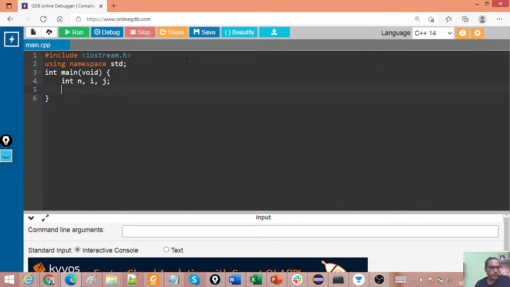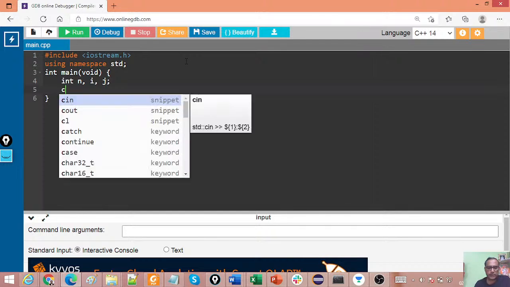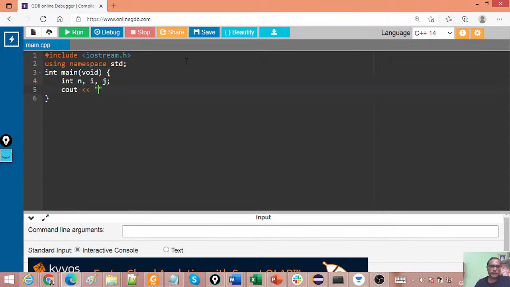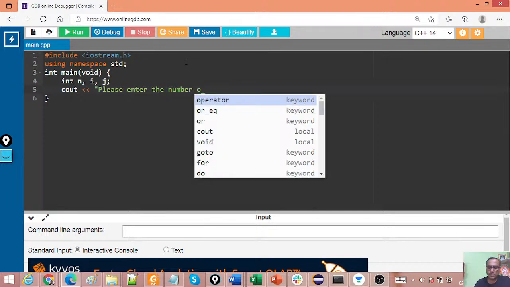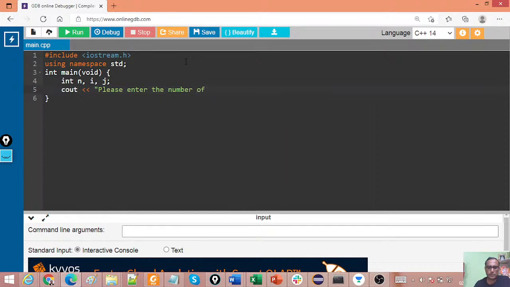So next I want to write cout, "Please enter the number of layers". So that's okay. Then go for cin >> n.